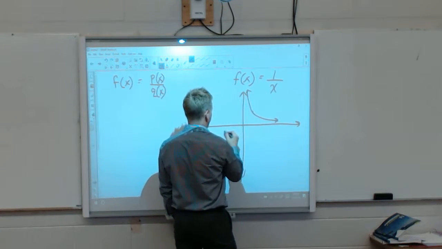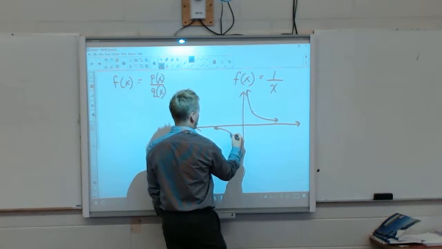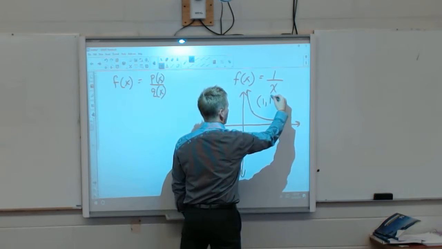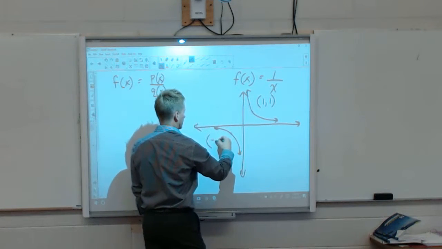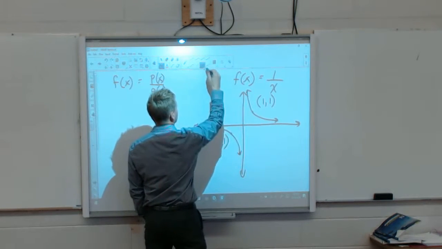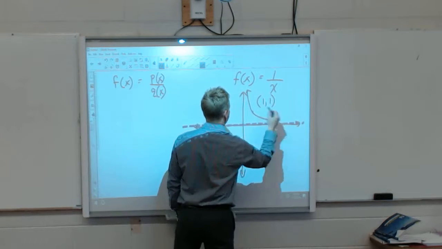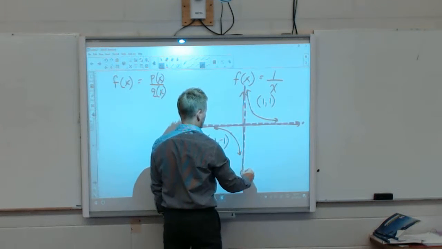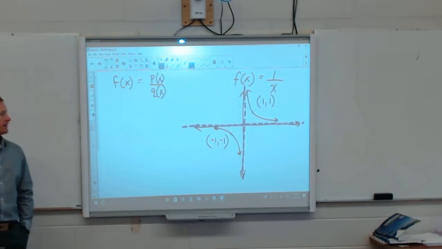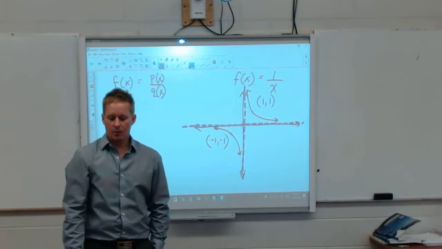It crosses through that coordinate there and this coordinate right here. What are those 2 coordinates? What's this coordinate? 1 and 1. And this one? -1, -1. And we should add in this here. Okay, there's our asymptotes. So that is one of those graphs.